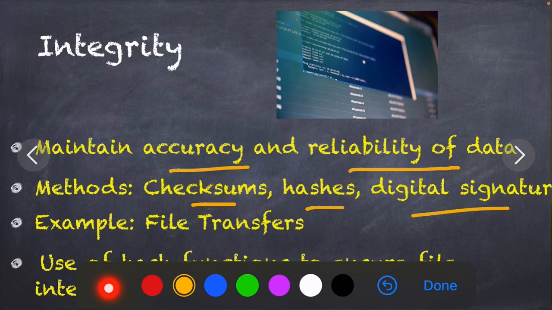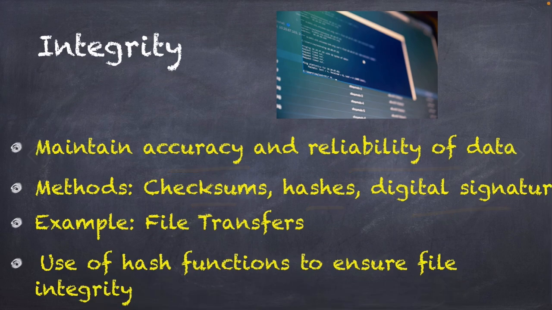Then the example is file transfer. So for integrity, let's consider a bank's transaction record. When you make a deposit or withdrawal, the bank system ensures that the transaction is recorded accurately. If an attacker were to alter the transaction details, like changing the amount of money transferred, it would be a serious violation of data integrity.